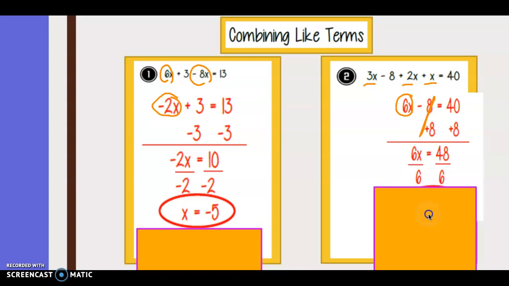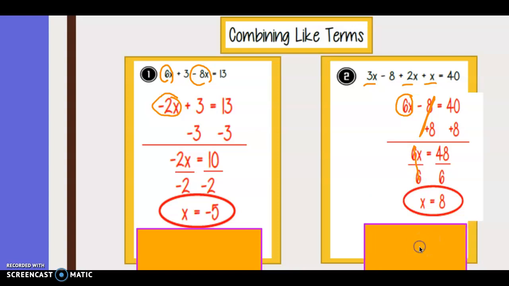Then you divide by 6 on both sides. Remember, 6 over 6 is 1, so we have 1x equal to 8. So that's our first multi-step problem examples dealing with combining like terms. Now let's look at another type of problem that is going to be involving solving an equation where we have some multi-steps to accomplish.